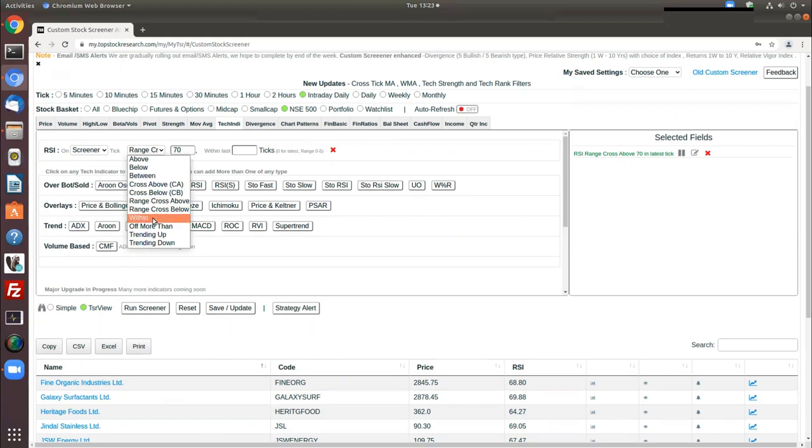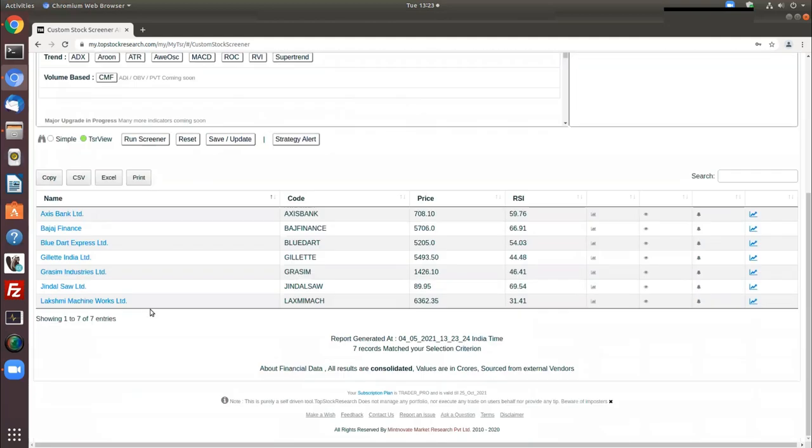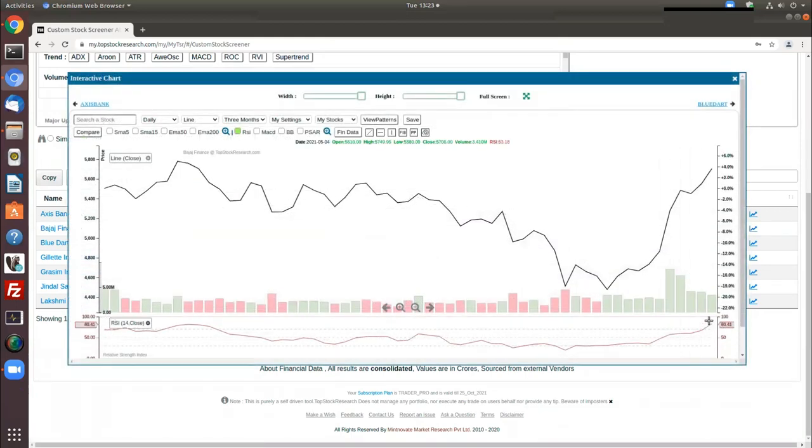It's crossed. So RSI is within a certain range of 70. Some people may be waiting for an overbought range or oversold range. So let's say RSI is above 70. It's within 1%, 2%, 5%. So that option is also available. You have an option of trending up. Let's say you're looking for RSI rising for at least 5 ticks. Run the screener. You see RSI is continuously rising for minimum 5 ticks. So that level of flexibility is also there.